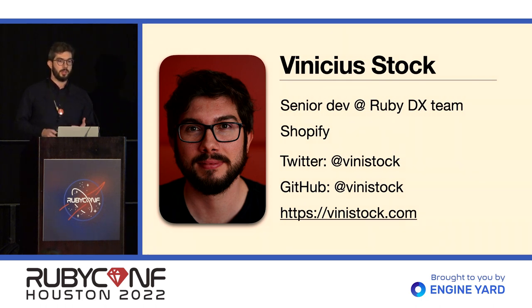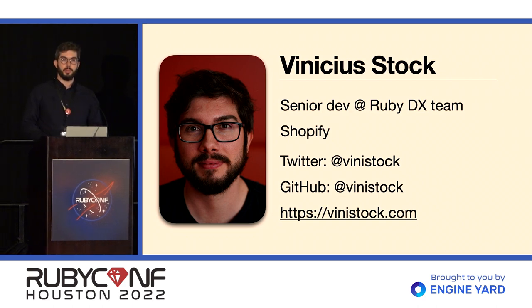So we're involved with gradual typing using Sorbet and Tapioca. We recently started doing some contributions to Ruby Debug, which is a debugger that can connect to your editor for interactive debugging through the UI. And I'm going to tell you a little bit more today about the Ruby LSP, which is another editor tool that we're working on. And if you want to know what I'm up to, you can find me at Vinicius Stock.